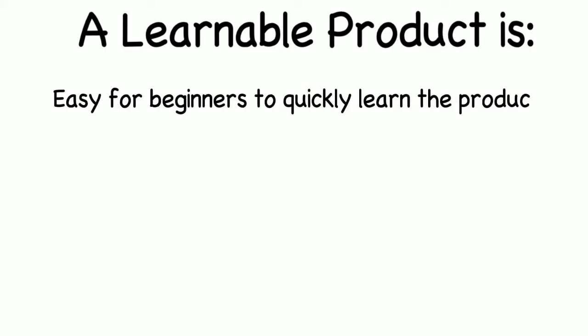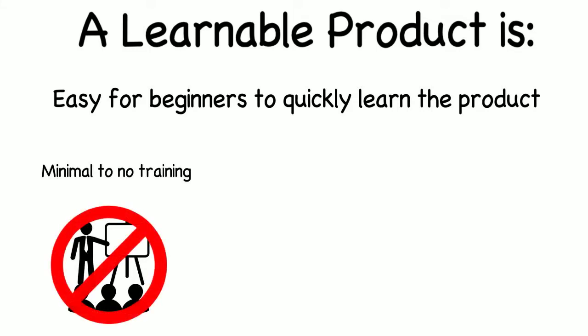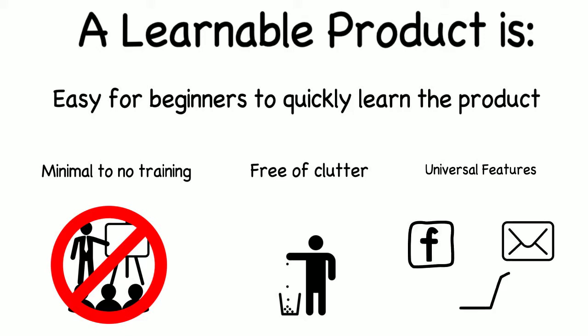When is a product considered learnable? A product is considered learnable if the user interface has been designed so that beginners can easily start using the product without a lot of training. For example, learnable interfaces should be free of clutter and have a simplistic design. Users should be able to understand the flow of navigation to complete a task. Regular features should be universal, such as icons. And through continued use, users should be able to progressively learn more advanced features.